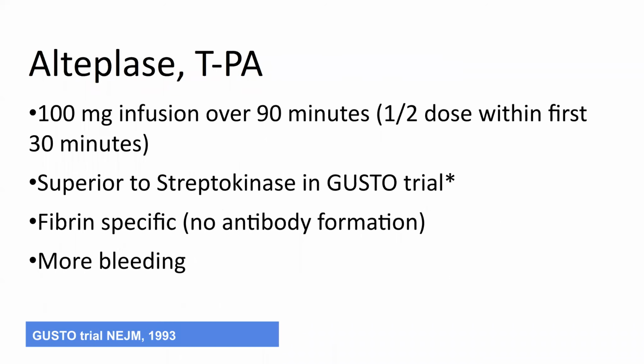Now, the other agent, which is also of very limited availability in Sudan, but it is there, Alteplase or TPA, is given as a 100 milligram infusion over 90 minutes. Half the dose is given within the first 30 minutes, so it's called an accelerated infusion. In the GUSTO trial, it has been found to be superior to streptokinase. It's fibrin specific, so you don't form antibodies, so you can give it more than once. It is associated with more bleeding.